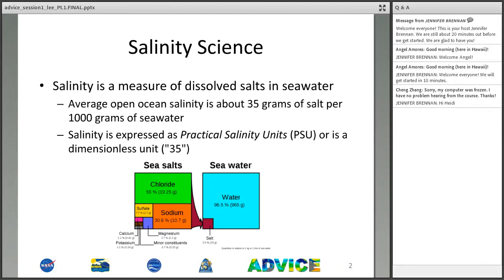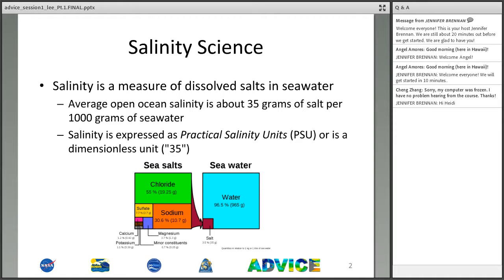What is salinity? Salinity is a measure of the dissolved salts in seawater, and the average salinity of the open ocean is about 35 grams of salt per 1,000 grams of seawater. So very often you hear about 35 parts per thousand or 35 ppt. So it's a ratio of the weight of the salt and the weight of the seawater. And very often salinity is expressed as a unit called practical salinity unit, or PSU, which is a dimensionless unit.